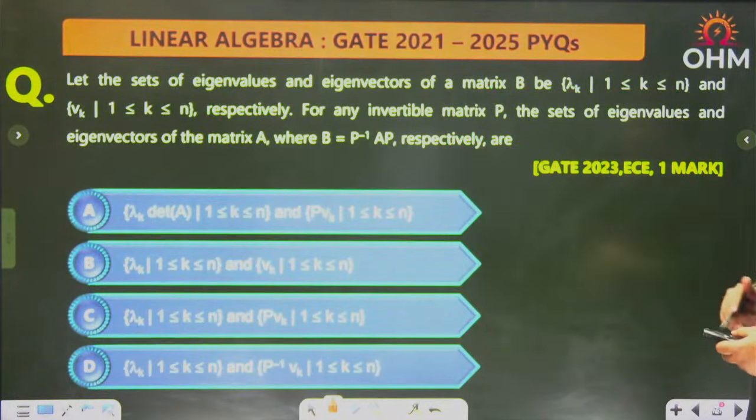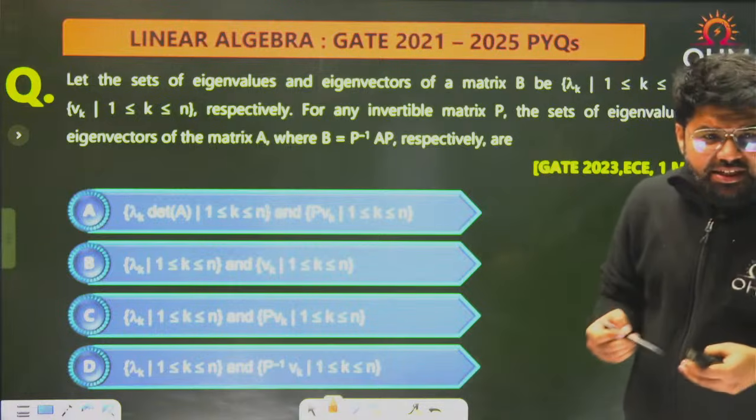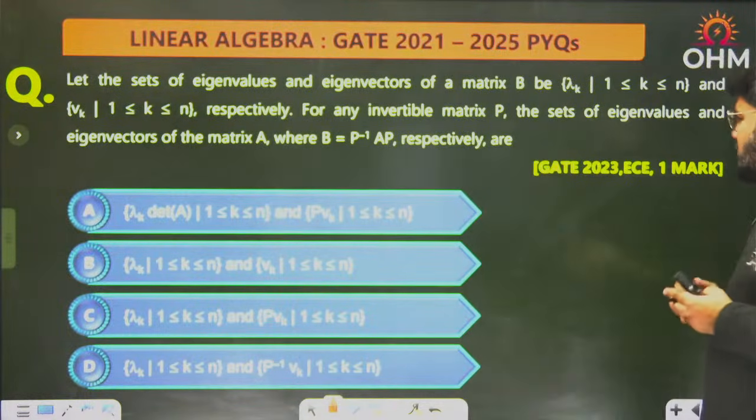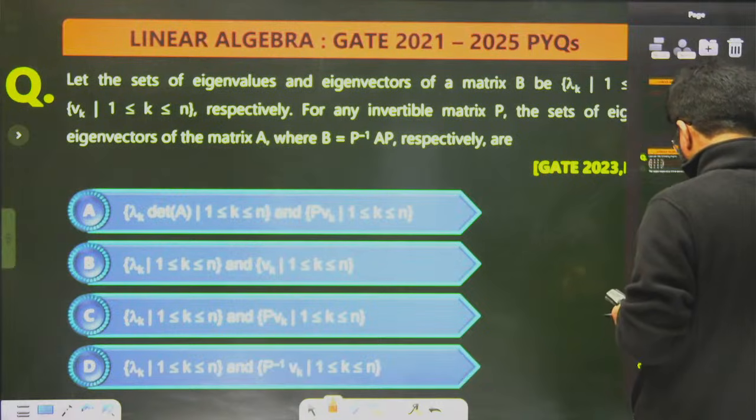Yeah, GATE 23 EC, 1 mark. See, this is indirectly related to the diagonalization concept, but you can still solve it normally. Just see how you can solve this question and give me some answer.